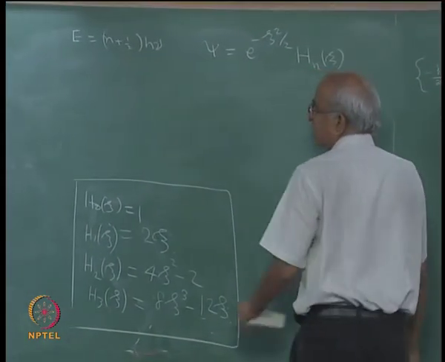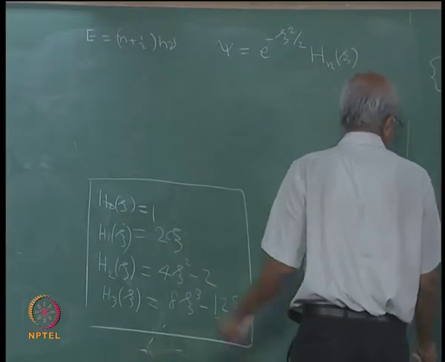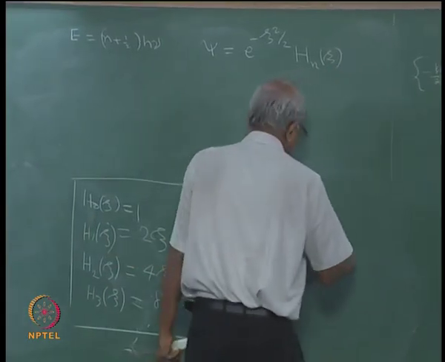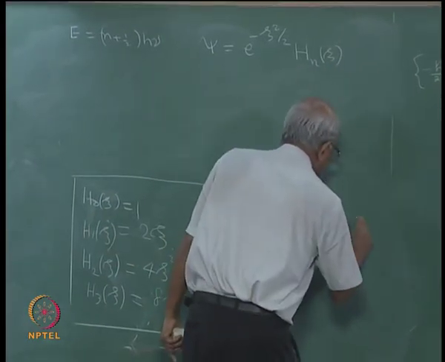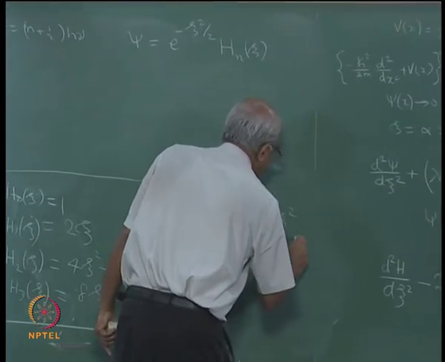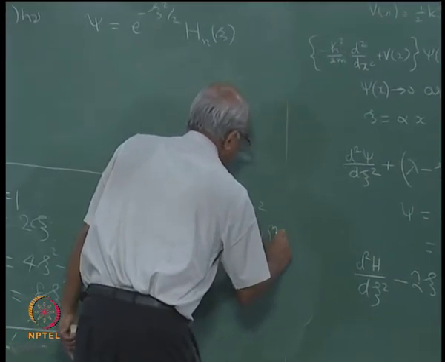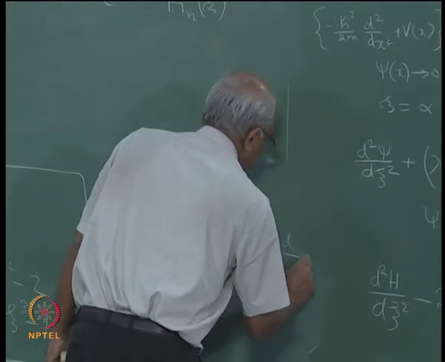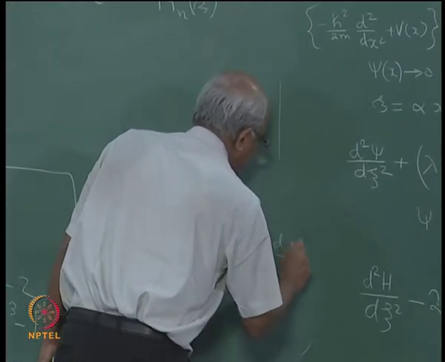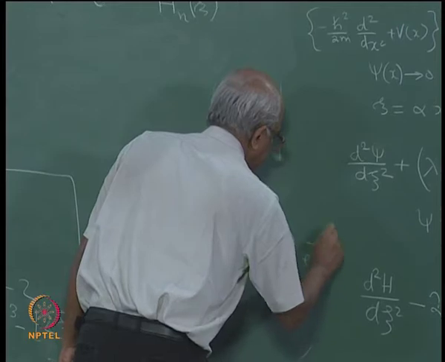Hn you can evaluate using the formula which was originally derived by Hermite, I believe. The formula is e to the power of c square, minus 1 to the power of n, d by dx to the power of n, e to the power of minus c square. This is Hn.